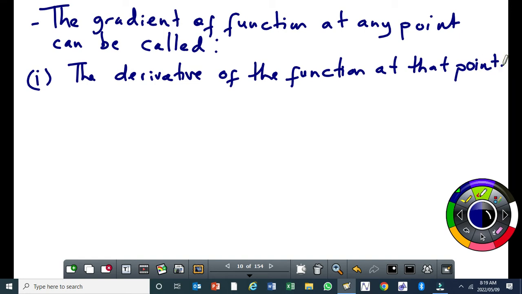Okay? Please, I'm giving you alternative definitions of the gradient.